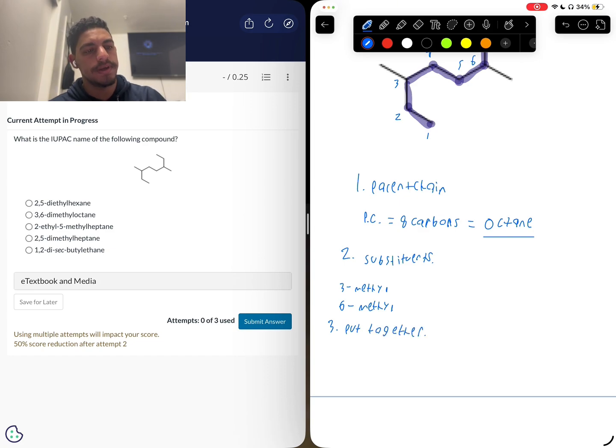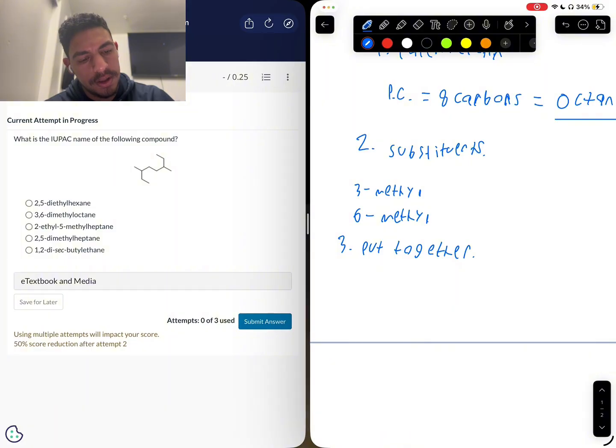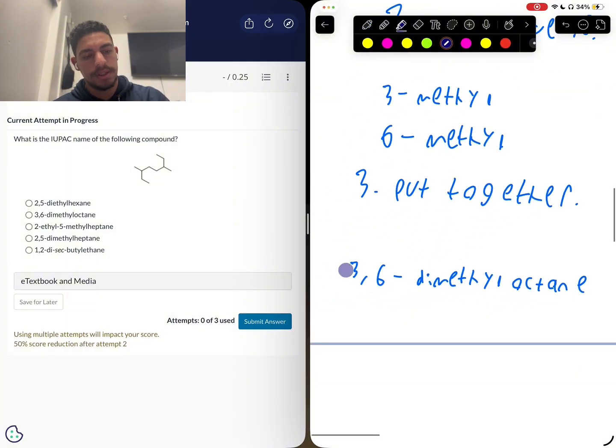So how do we put this together? First thing, 3,6-dimethyloctane. Okay, since 3 and 6 both have a substituent at that point, right? So that's why you write those numbers down.